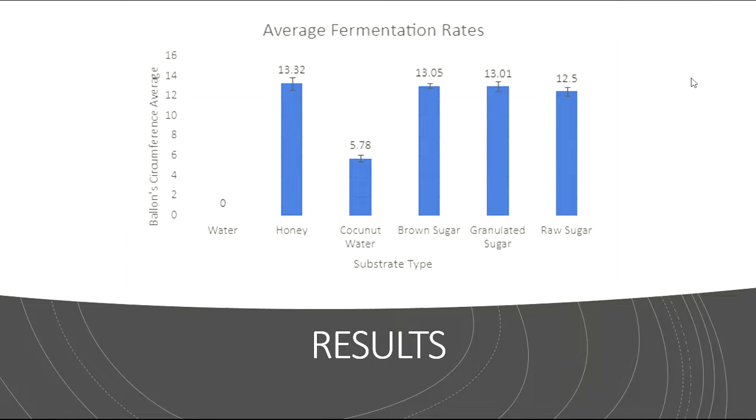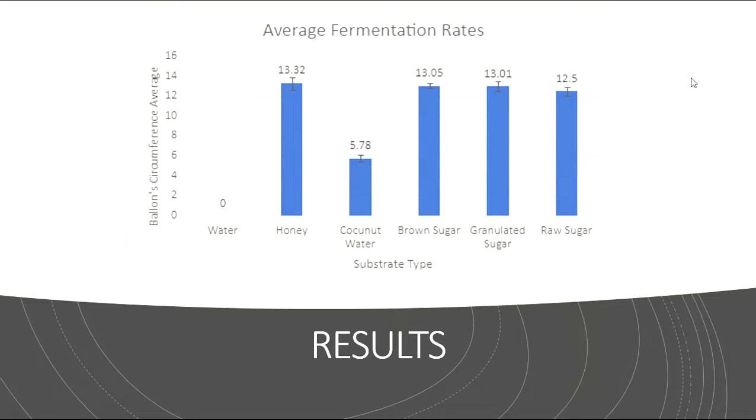Here, with the data that was collected, I was able to make a bar graph showing the average of each substrate's CO2 production, as well as having error bars for each bar depicted. The error bars were created by using the standard deviation that was calculated from the substrate's respective measurements, allowing us to see that no significant difference was present between the substrates honey, brown sugar, granulated sugar, and raw sugar cane sugar.